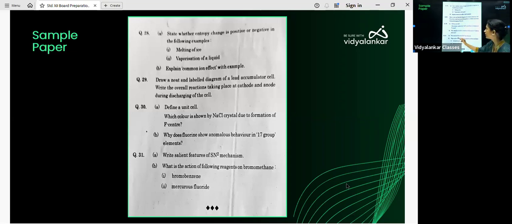Look at question number 31. See, features are asked for the SN2 mechanism, and then 2 reactions. This is like bromomethane with bromobenzene and mercurous chloride. Here this is for 2 marks, and again here this is for 2 marks. So mostly we are finding a bifurcation of 4 as 3 plus 1, either 2 plus 2, either 1 plus 1 plus 1 plus 1. So this is a sample question paper from February 2025. So the paper pattern mostly will remain the same.